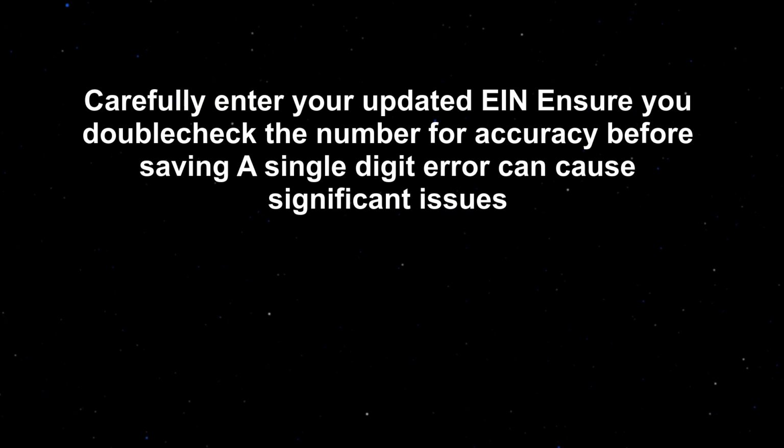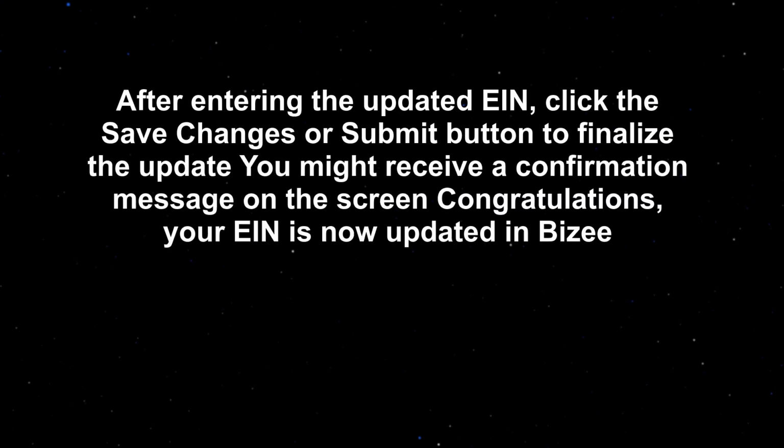Carefully enter your updated EIN. Ensure you double-check the number for accuracy before saving. A single-digit error can cause significant issues. After entering the updated EIN, click the Save Changes or Submit button to finalize the update. You might receive a confirmation message on the screen. Congratulations, your EIN is now updated in Bizee.